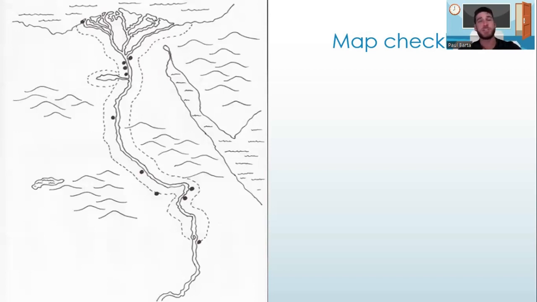Speaking of geographical features, what are some geographical features maybe we should include on our map? Yes? Deserts? Yeah, exactly right. Deserts, definitely want to include those. Yes? Rivers? Sure, rivers, very important to have. One more? Yep. And oceans and seas. Good answers all. All right, so here's the complete checklist.